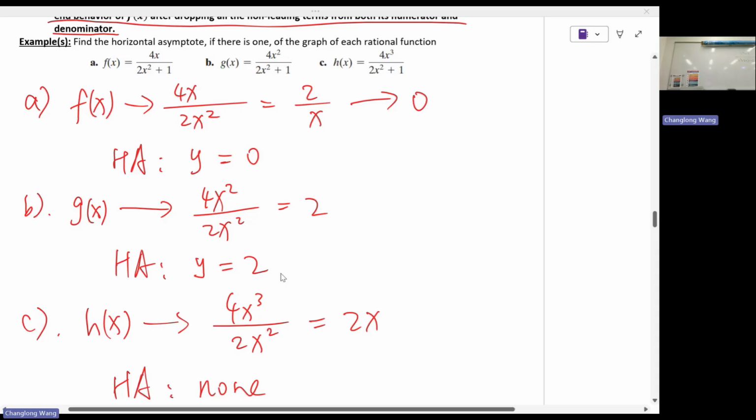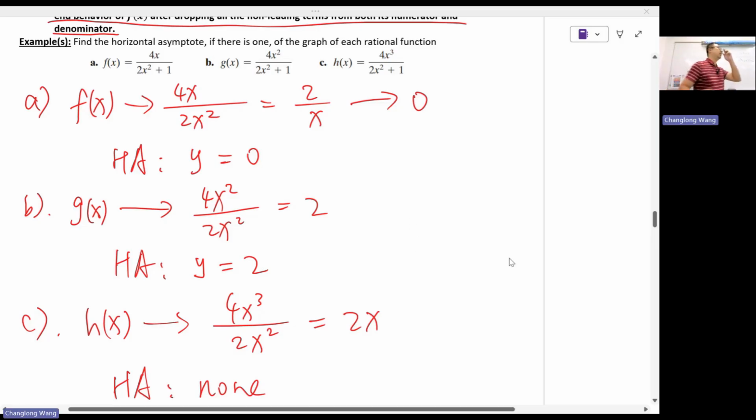Does this guy have a HA when x becomes super large? Yes, because the function is going to be approaching 0. There is a HA at 0, right? So now let's go ahead and plot it. Now, again, where's the HA as we predicted? 0, right? Do you see that? The graph literally crossed the HA.